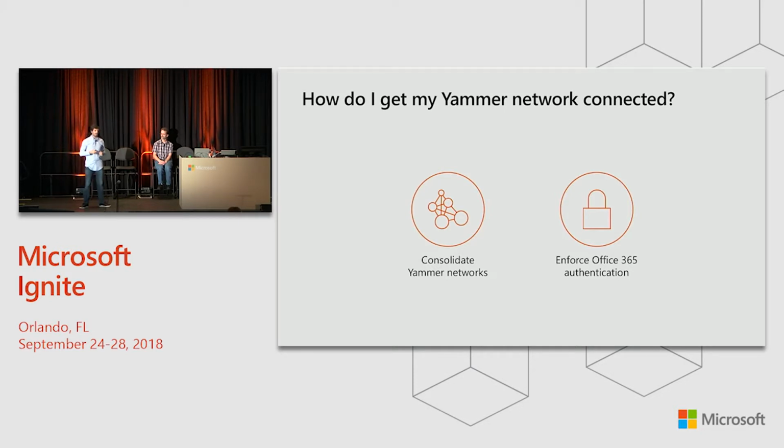Make sense? Great. So that's the first thing you need to do: consolidate your networks. I will demo exactly what the steps are and how you know if you're in this state. And the second thing that you need to do to make your network a connected Yammer network is enforce Office 365 authentication. We want all users to be in AAD, and this is how you get there. I will also walk you through the steps of how you identify whether your users are not having these AAD accounts and what you need to do to enforce Office 365 authentication.